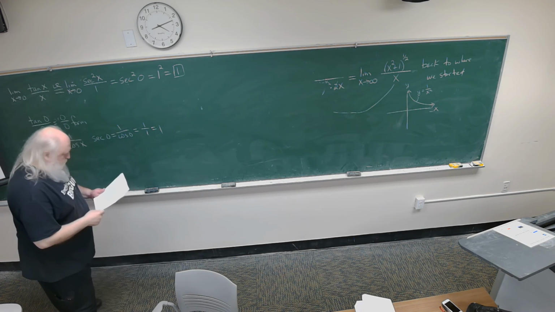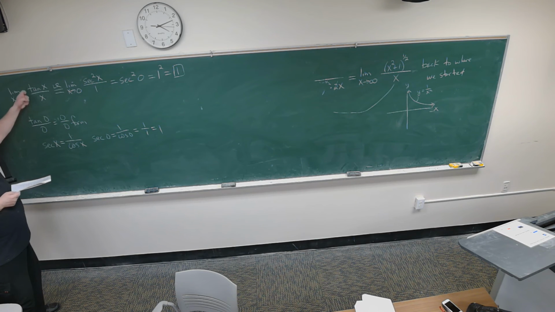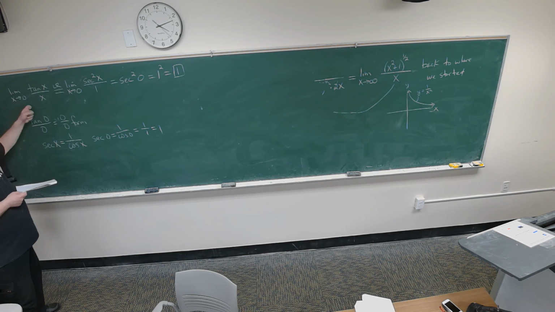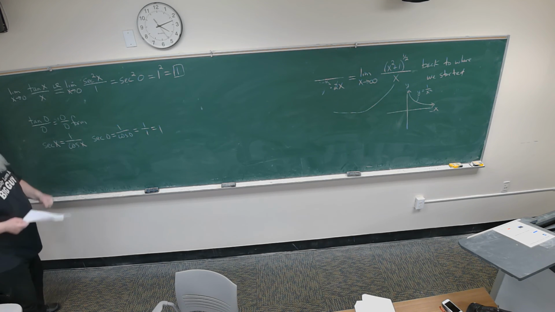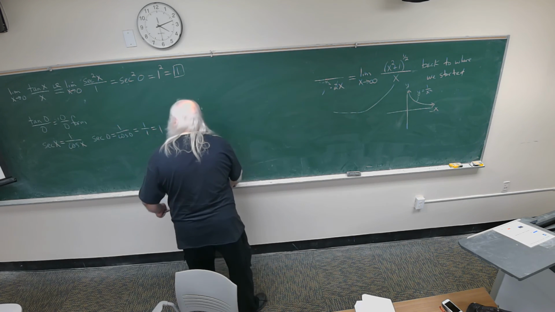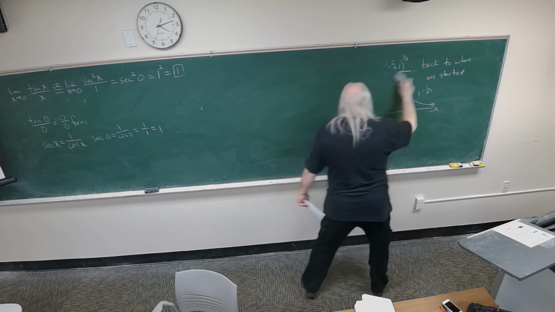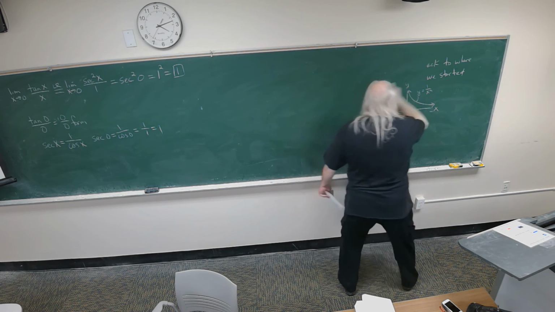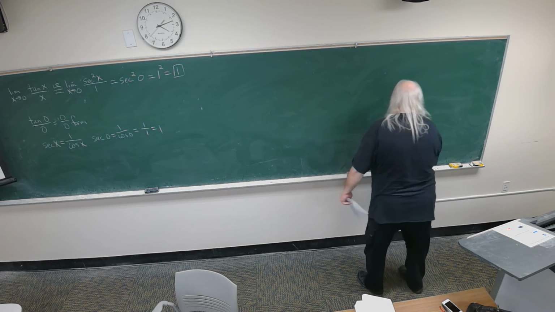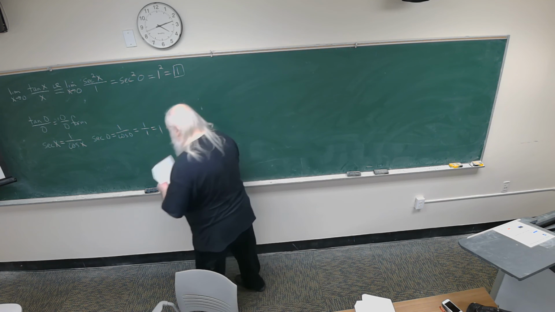Okay. So as x approaches 0, this function tangent x over x is undefined at x equals 0, but the limit as x approaches 0 of tangent x over x is equal to 1. Okay. All right, last example. We need this result for the last example.